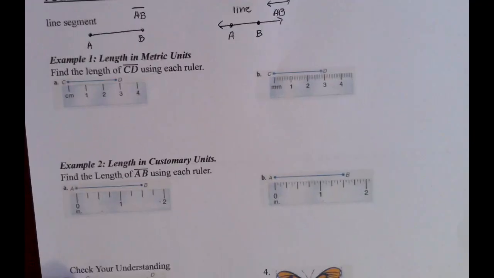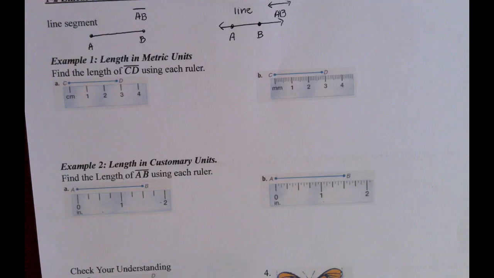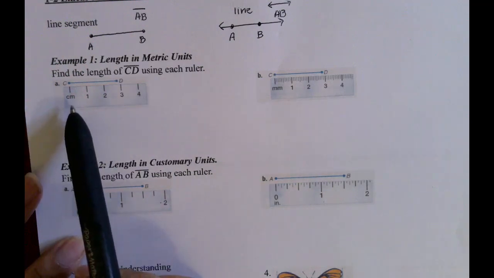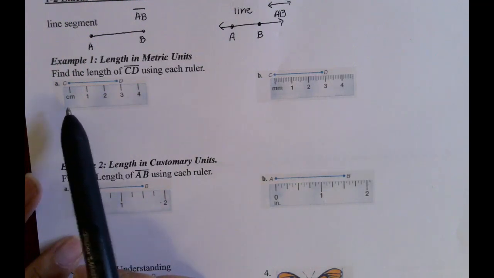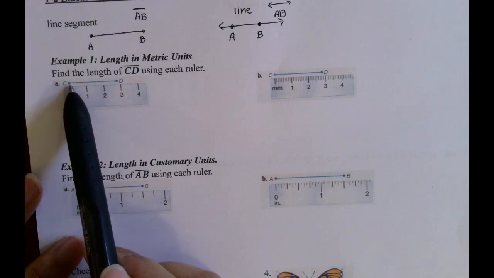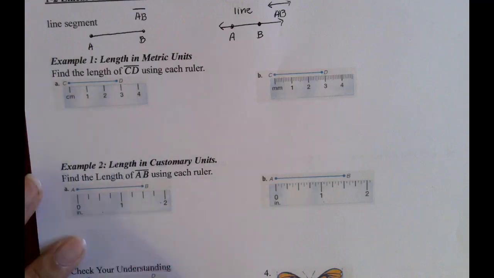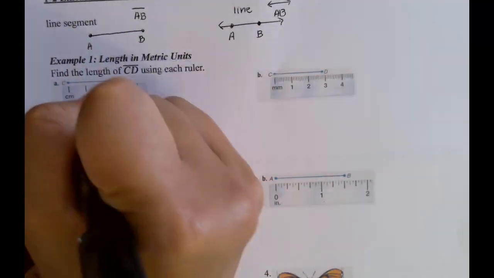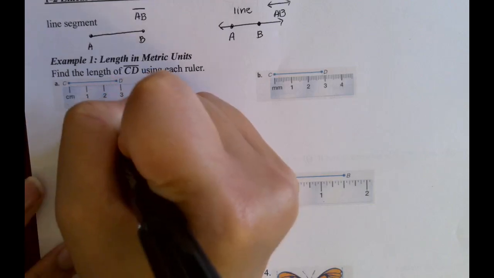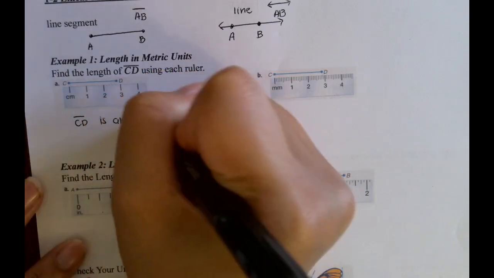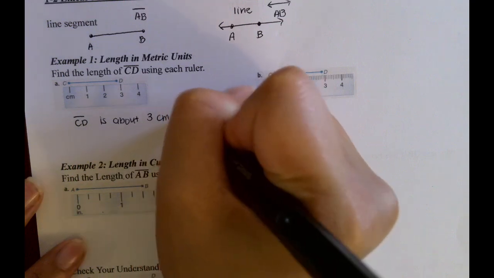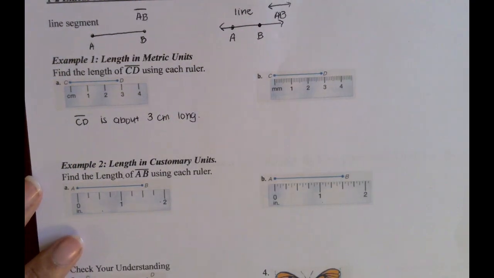Okay, so let's start with example 1 here. Example 1 says to find the length of CD using each ruler. As you can see, the ruler is marked in centimeters, starting here at 0 with the C. And as we can see, point D is closer to the 3 centimeter mark than the 2 centimeter mark. So we're going to say that line segment CD is about 3 centimeters long. It's not exactly 3 centimeters. That's why we're writing about.